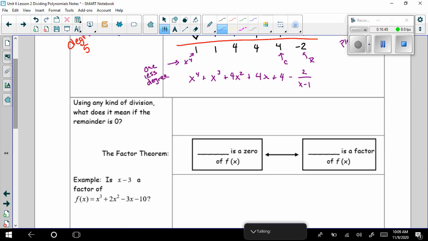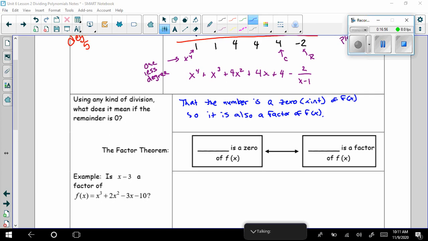Now, using any kind of division, what does it mean if the remainder is 0? Okay, so if you get a remainder of 0, it means the number that you divided by is a 0 or an x-intercept of your function. And so the denominator would also be a factor of your function. So I can ask the question, and again, see your constant or that number you divided by is a 0 of f of x, so x minus c would then be a factor of f of x.